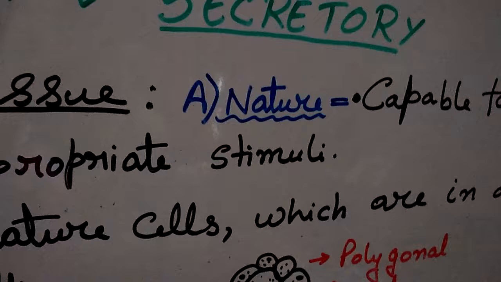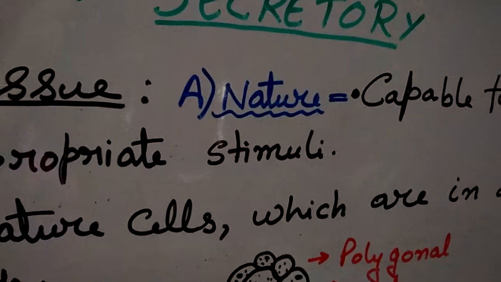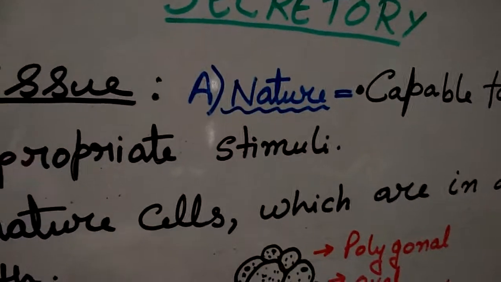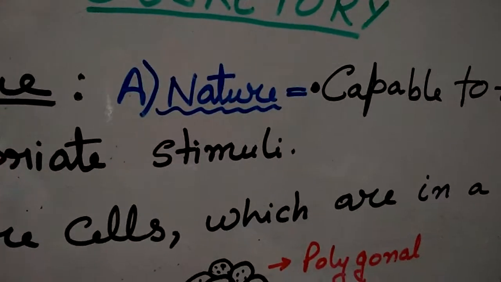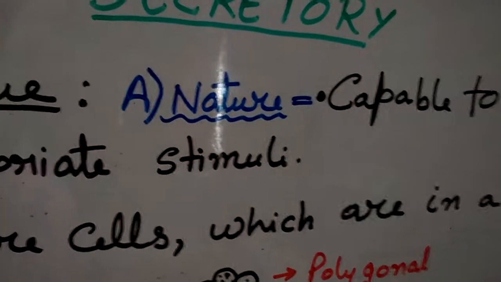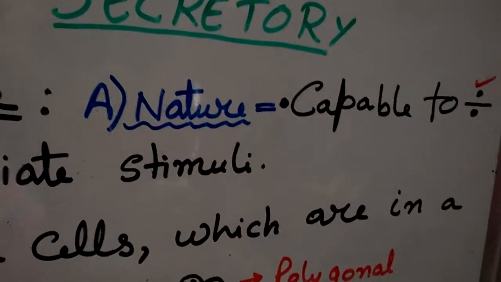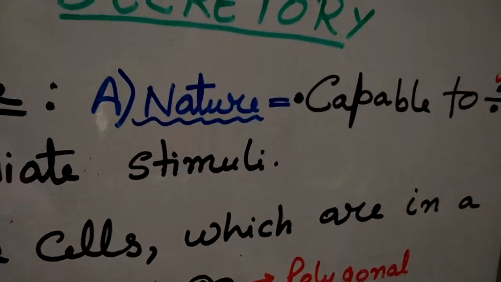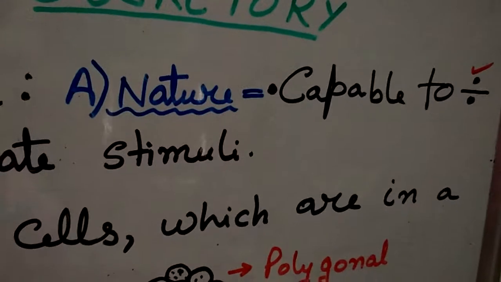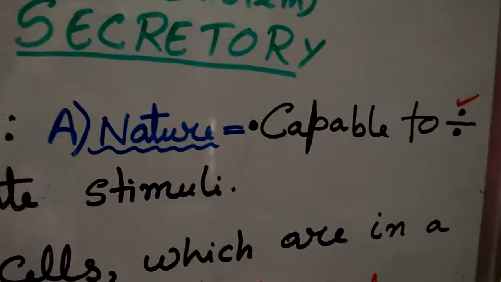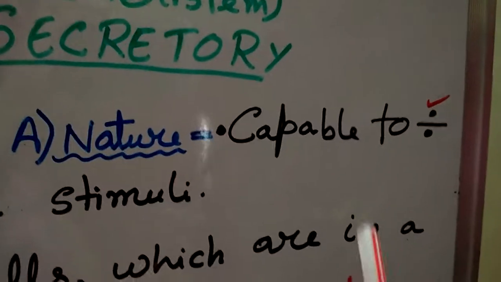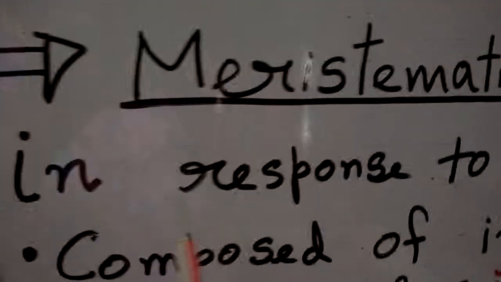When a meristematic tissue is compelled, or it is acted upon by some external force, forcing the meristematic tissue to divide, then only the cells of the meristematic tissue will divide. So the cells forming the meristematic tissues are capable of showing division in response to appropriate stimuli.